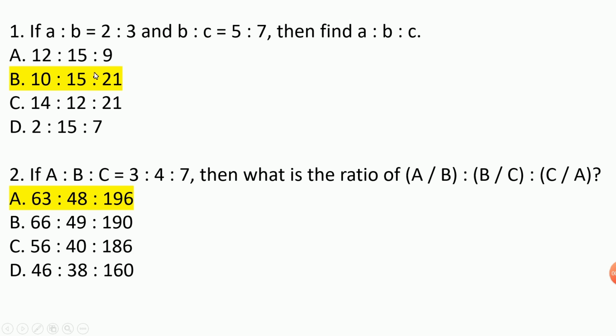So based on that alone, only one option with 10 is given, so we can solve it still. For further explanation, 3 5s are 15, then 3 7s are 21. So based on that, 10 is to 15 is to 21. Here they are given in the 3 format, so again they are asking what would be the division format. That means 3 by 4 is to 4 by 7 is to 7 by 3. So we have to take LCM for all the terms, then multiply so that we can find the final answer.